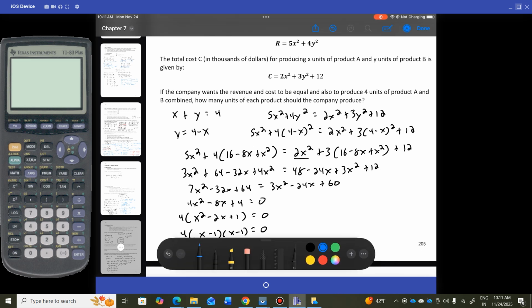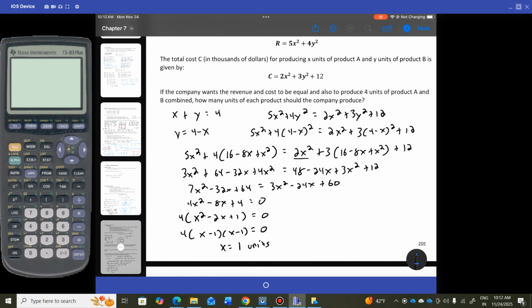And so then we find y. And so y is going to equal 4 minus x, which is going to equal 4 minus 1, which will equal 3 units.